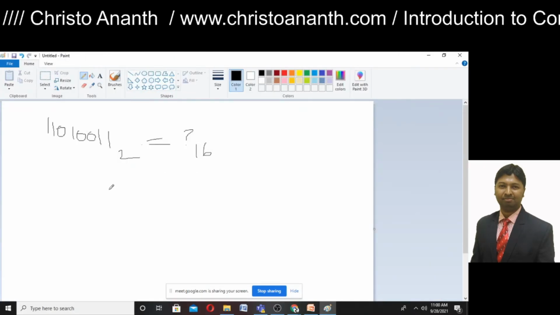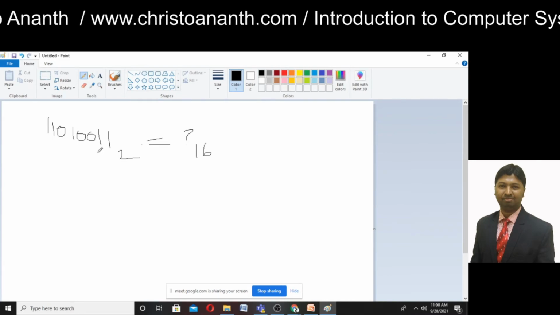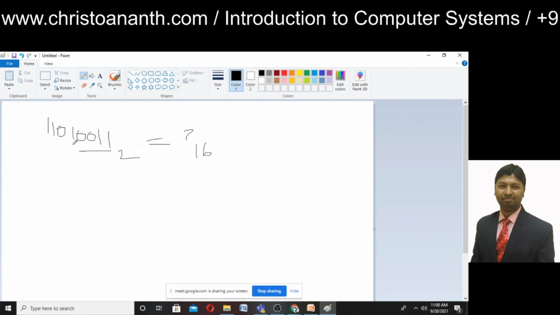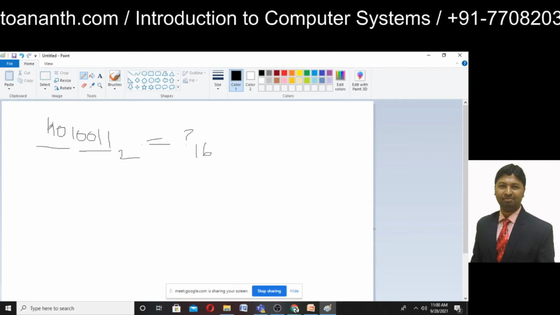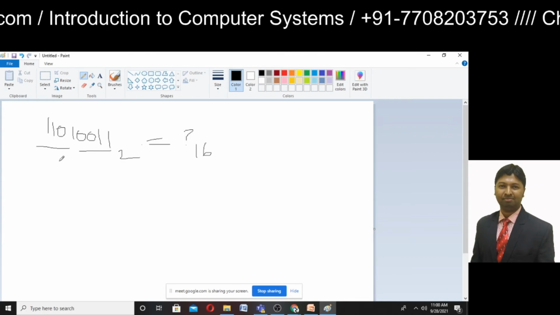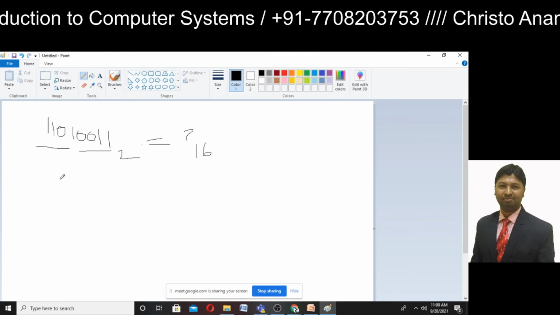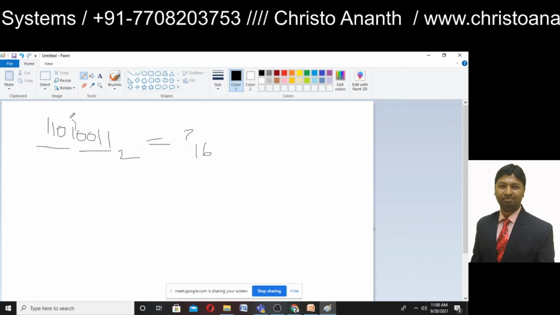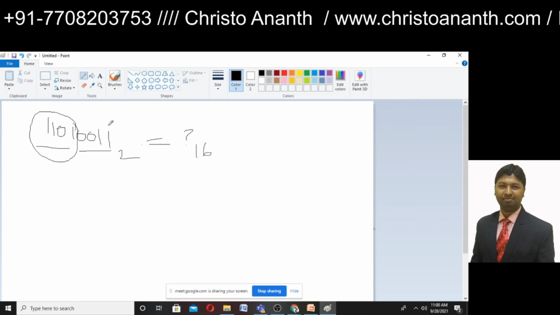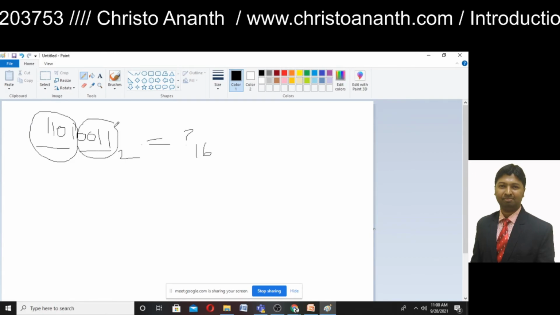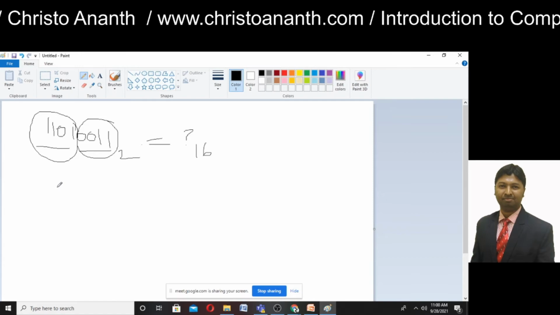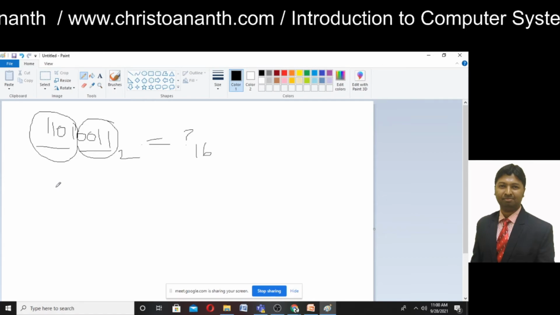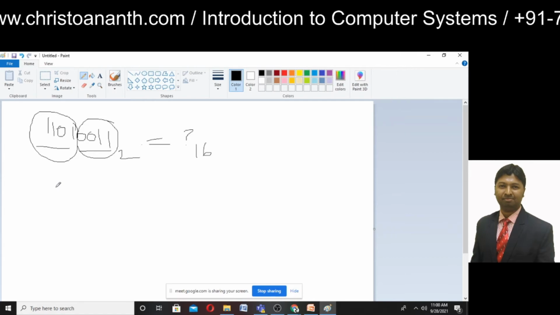Okay, how do you group this one? 0100 1 1. What is the value of this one? Teacher is 1. Alright, 8 plus 4 plus 1. 8 plus 4, 13. No, 13.